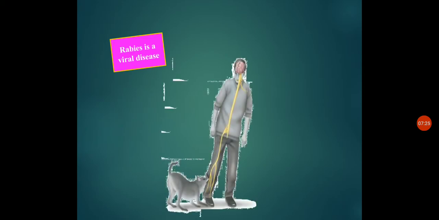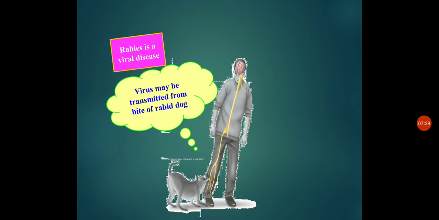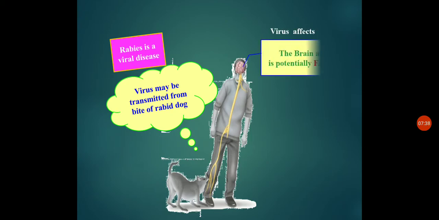In the case of dog bite, what happens? Rabies is a viral disease that is mainly spread by the bite of a mad dog. When the mad dog bites any person, the virus affects the brain, which is potentially fatal.